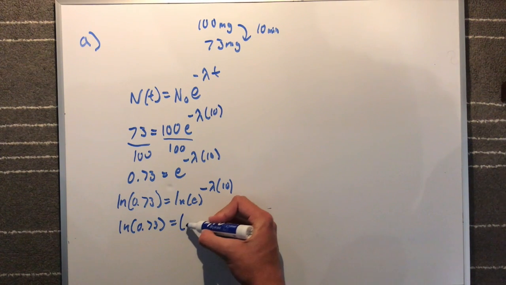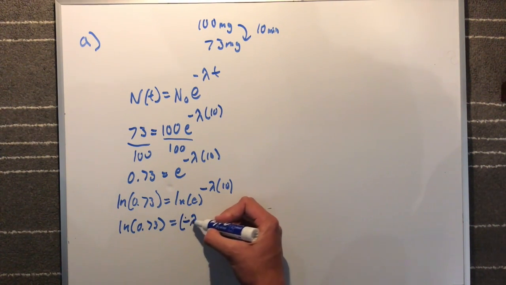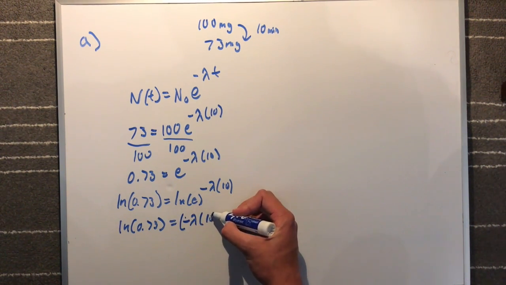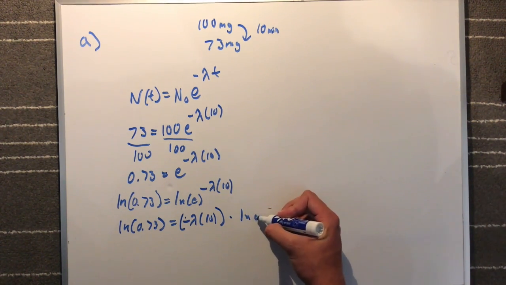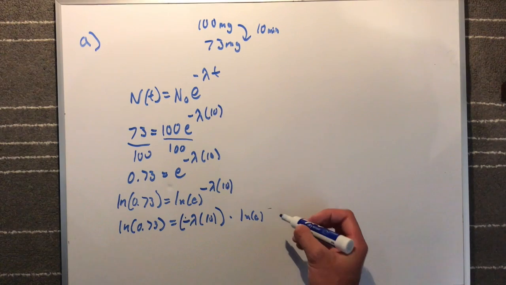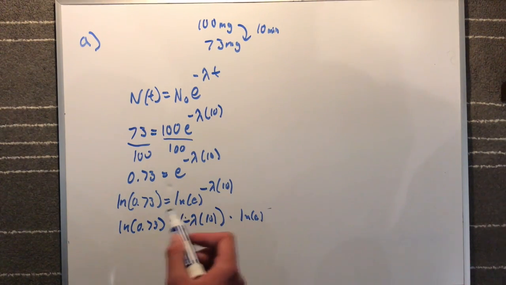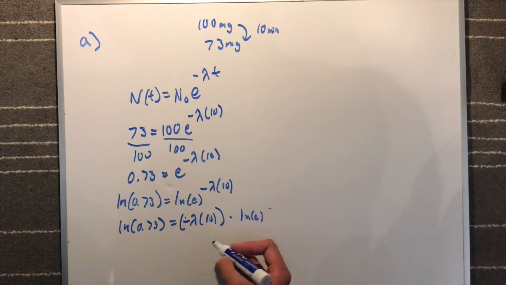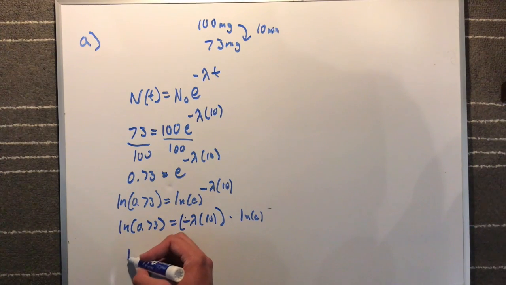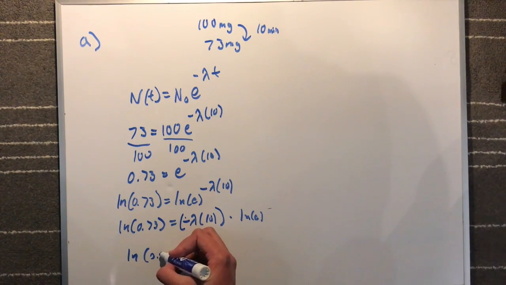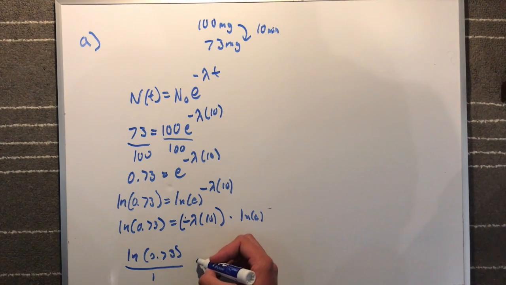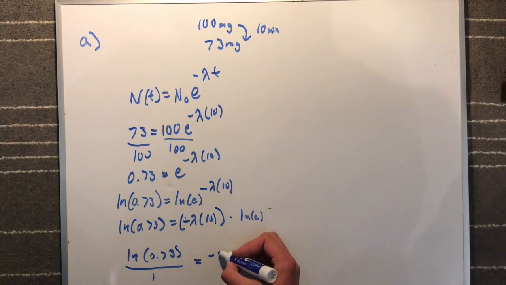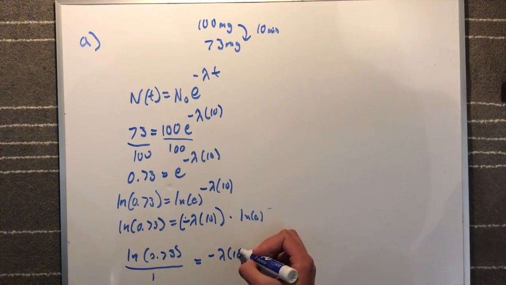So it's going to be the negative of the disintegration constant times 10 times ln e. Now we could divide over ln e, which is equivalent to 1, to this side. So we have ln 0.73 divided by 1, because ln e is equivalent to 1, which equals the negative disintegration constant times 10.